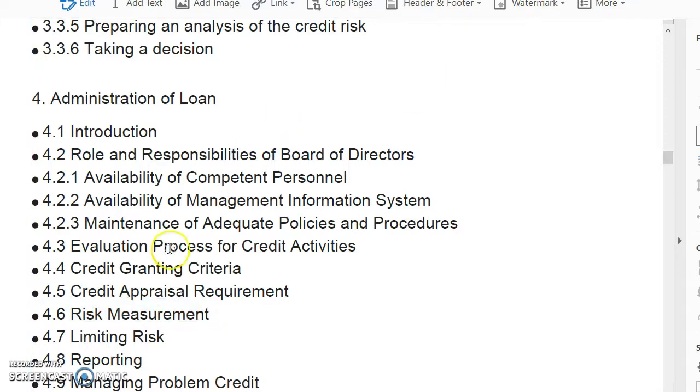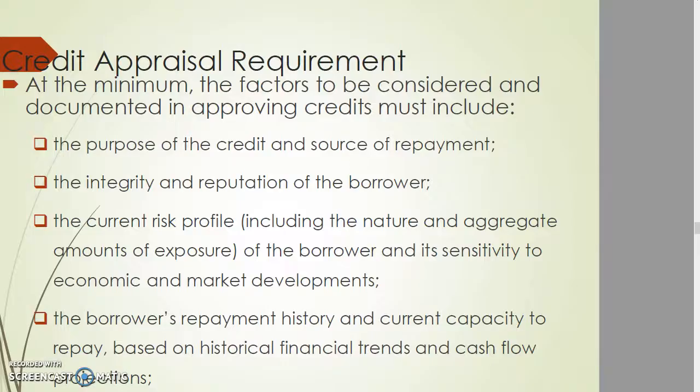And then limiting risks, and then we will go through the reporting of credit management, and how we will manage a problem credit faced by the banking institution. So these are our learning objectives for today's session. We will go through all this content for chapter 4. So we continue with our slide.